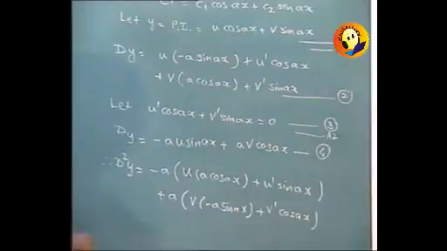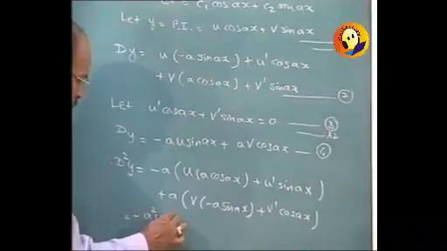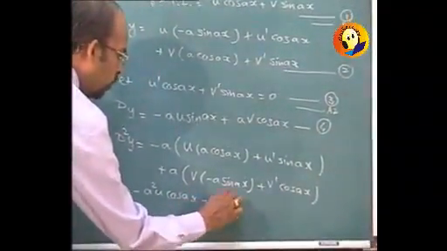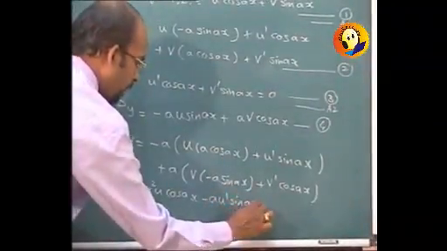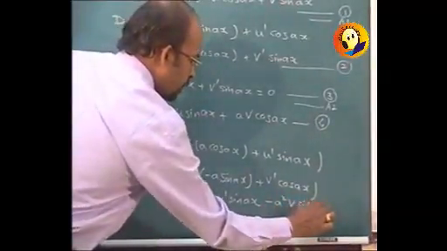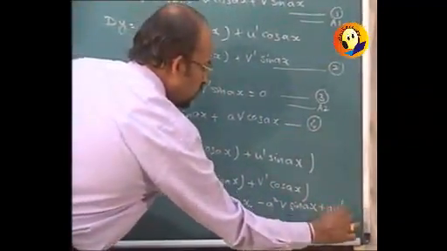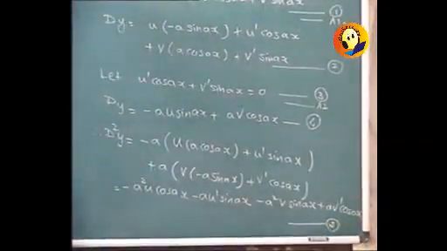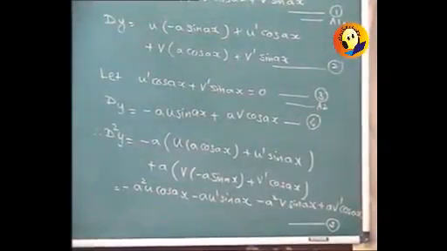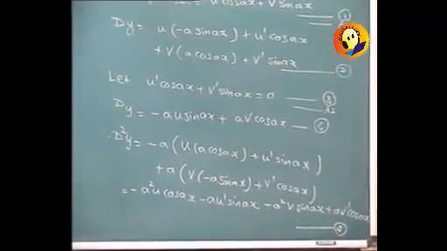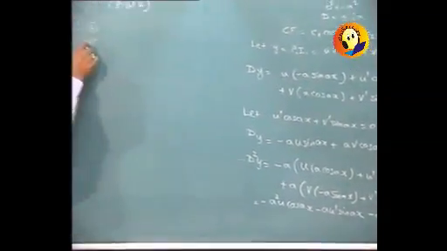If we just simplify it and write it again, it will turn out to be minus a square u cos ax minus a u dash sin ax minus a square v sin ax plus a v dash cos ax, which is going to be equation number 5. So rewriting dy, we got equation number 4. Finding d square y, we get equation number 5.